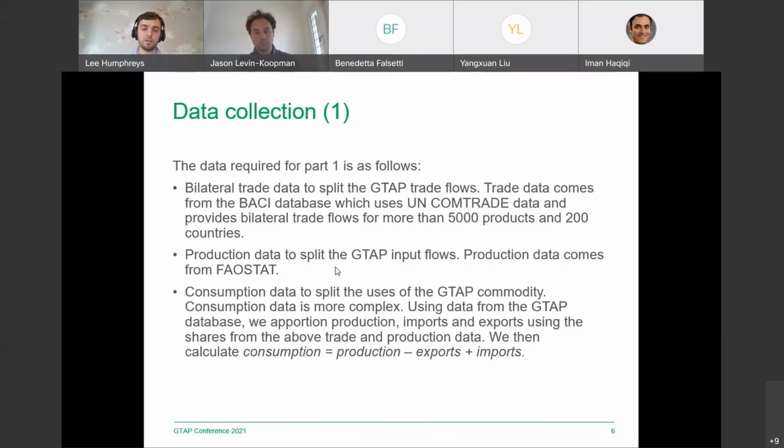And then finally, to split the uses of the GTAP commodity, we use consumption data. This is a bit more fiddly, as consumption data is really hard to get hold of at this level. So what we do is we use data from the GTAP database, and apportion production, imports and exports using the shares from the data we've already collected. We calculate consumption to equal production minus exports plus imports. So then we've got this fairly comprehensive data, but this only splits to beef and lamb.